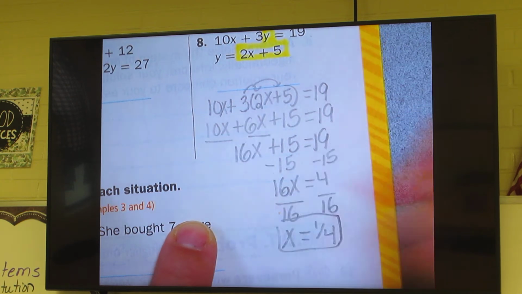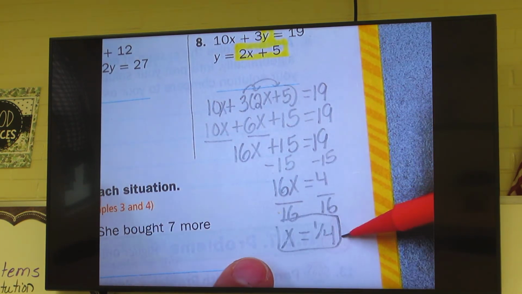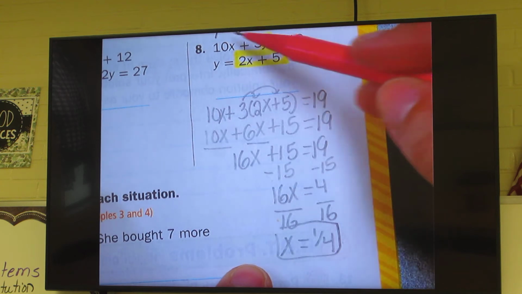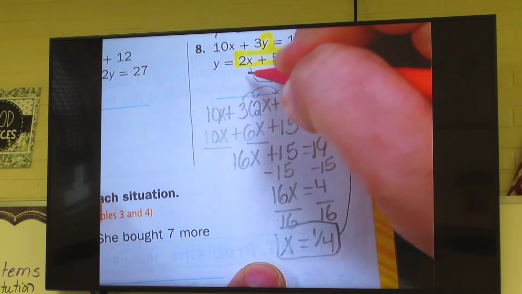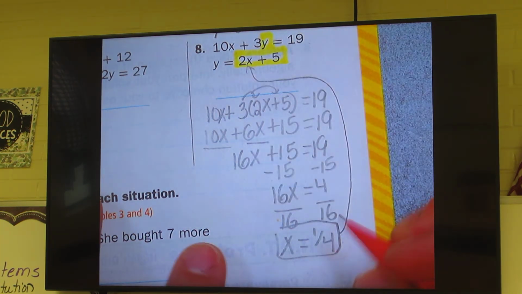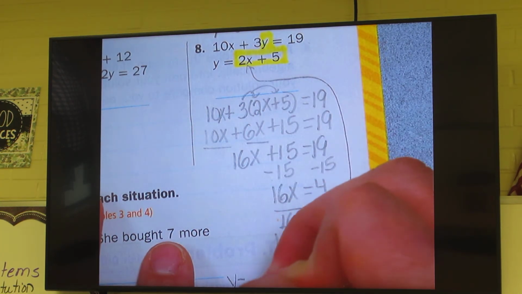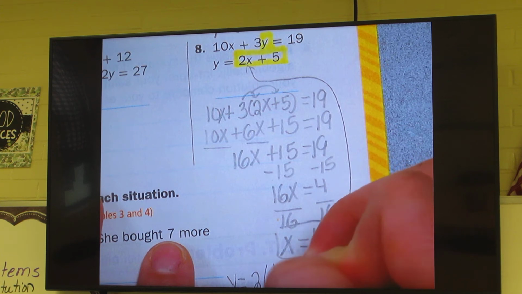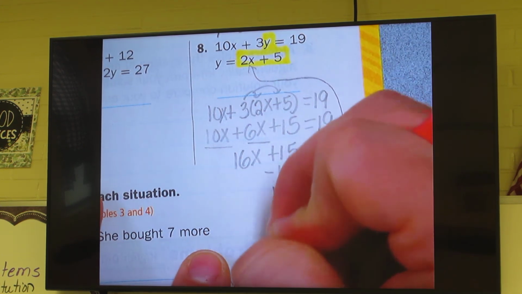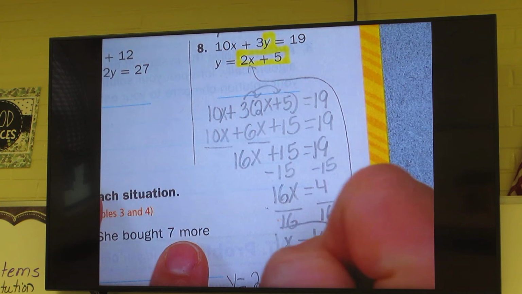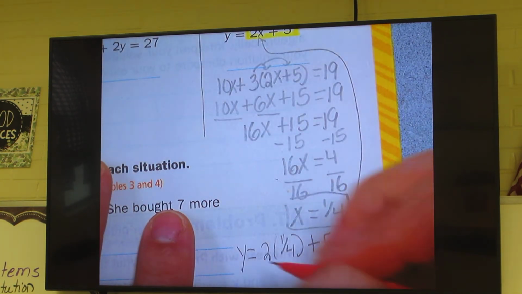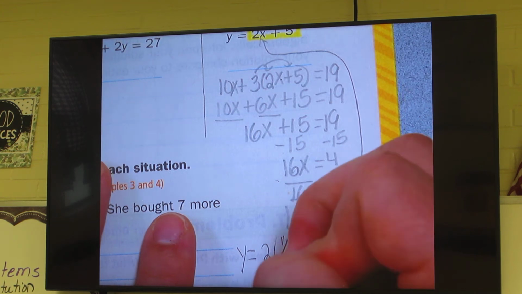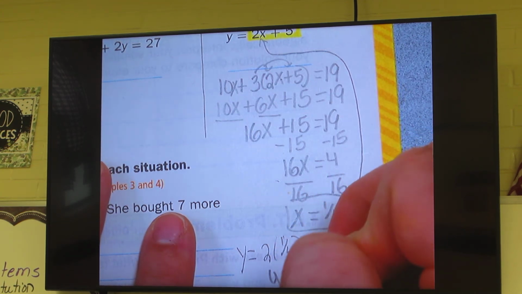So step 3 says plug your solution back into the equation that is solved for a variable. So I'm going to plug my solution back into my x variable in the second equation and get y equals 2 times 1/4 plus 5. 2 times 1/4 is 1/2, and 1/2 plus 5 is 5.5.